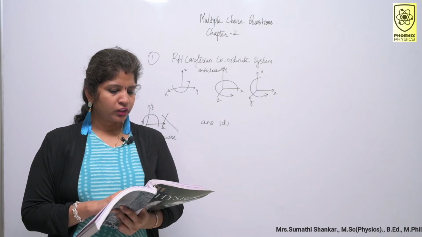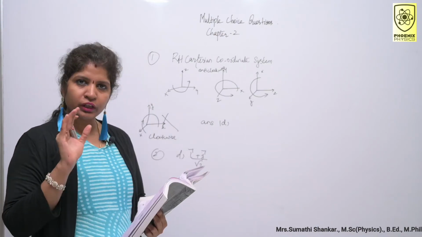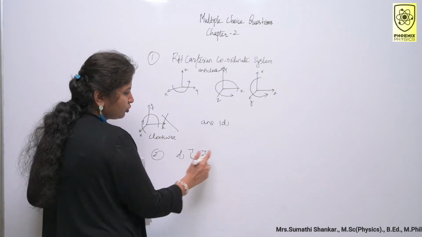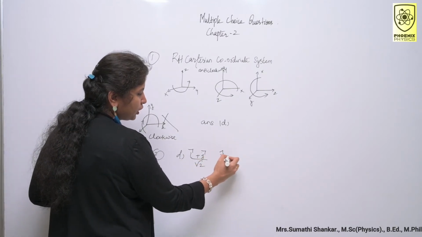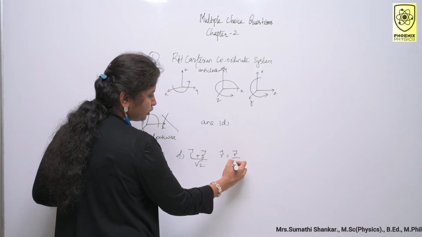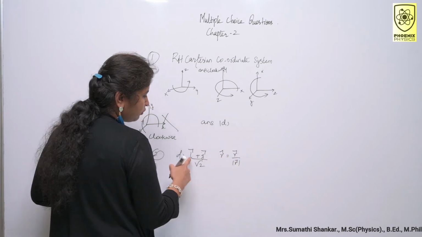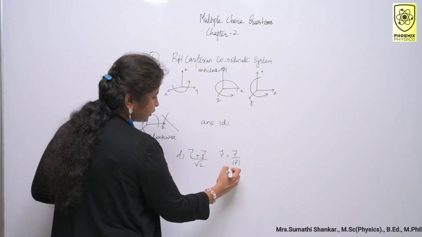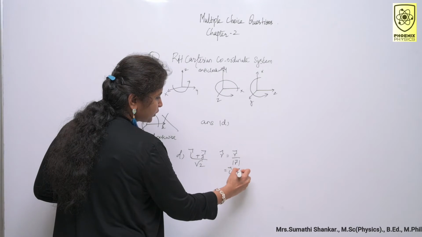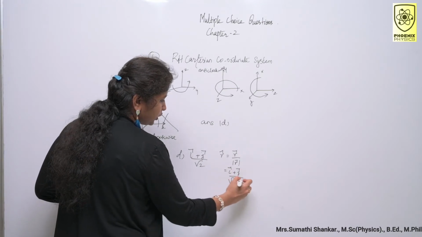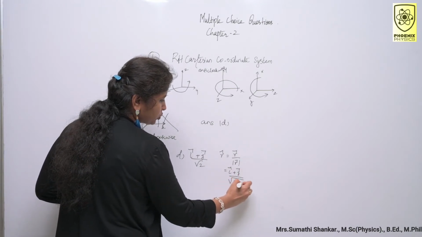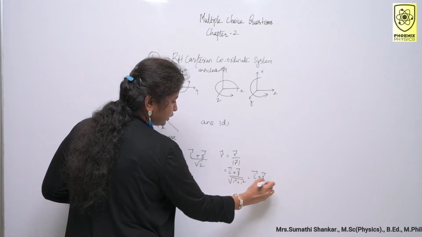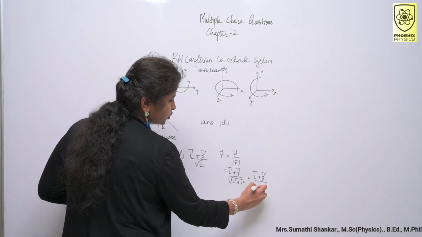Identify the unit vector in the following. You have to prove the given vector is a unit vector. So D option is the correct one. What is the formula for a unit vector? R cap is equal to R vector divided by the modulus of R vector. For this option, you just apply this formula, that is i vector plus j vector divided by square root of 1 square plus 1 square, which is root 2.